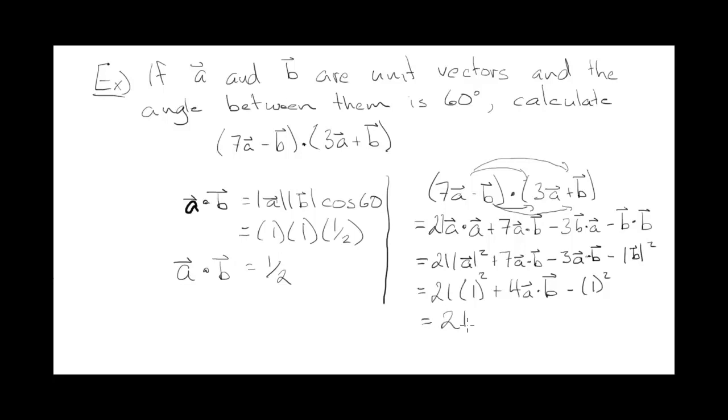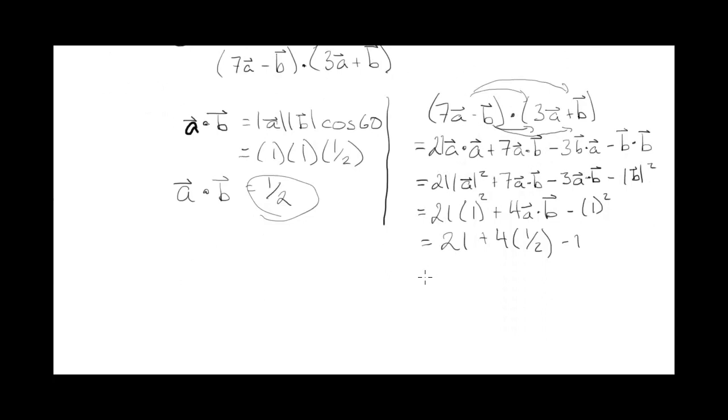So you have 21 times 1, which is 21, plus 4 times A dot B, but remember that's why we did this earlier. A dot B is a half, minus 1. 1 squared is 1. So 21 minus 1 would be 20, plus 4 times a half, that would be 2. So it gives me a total of 22. So the dot product of these two vectors works out to just 22.